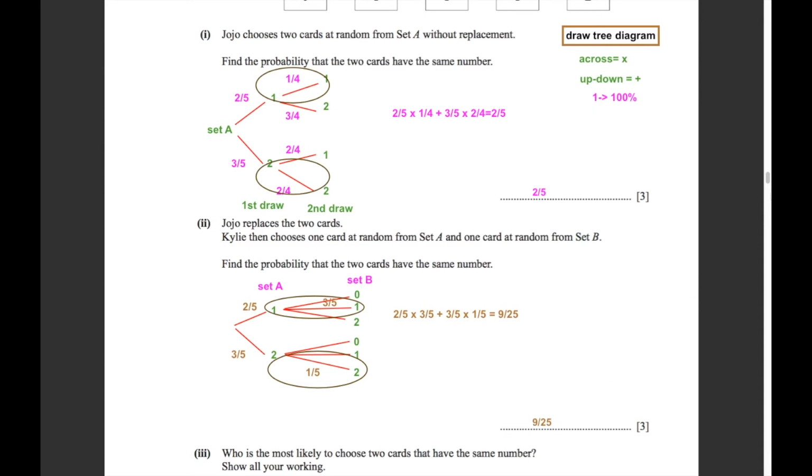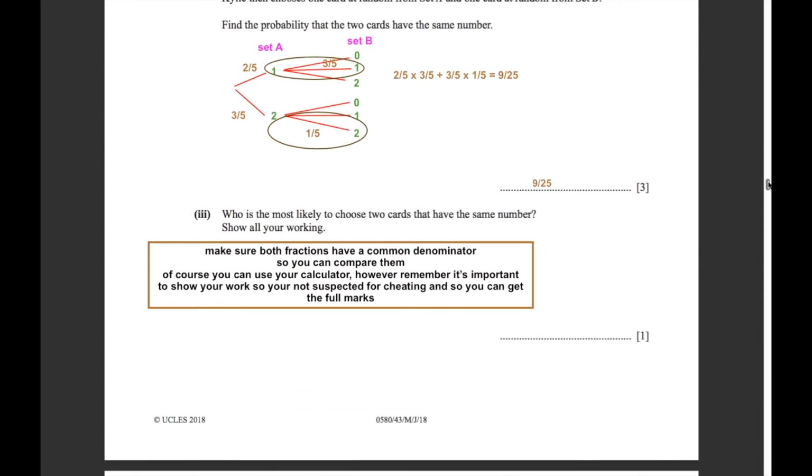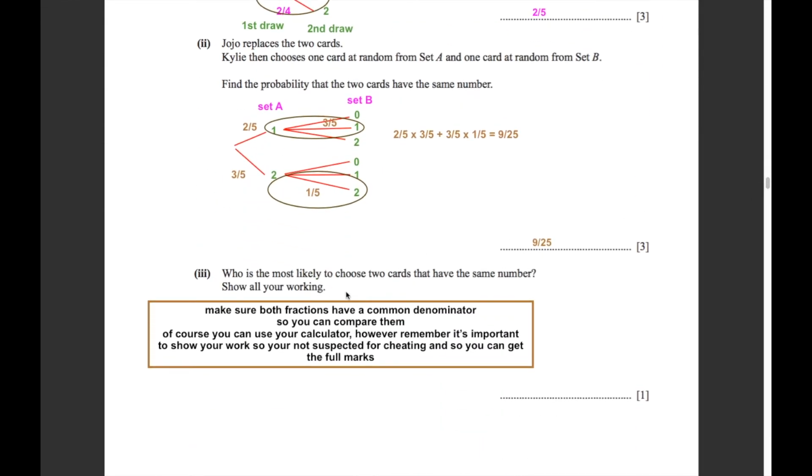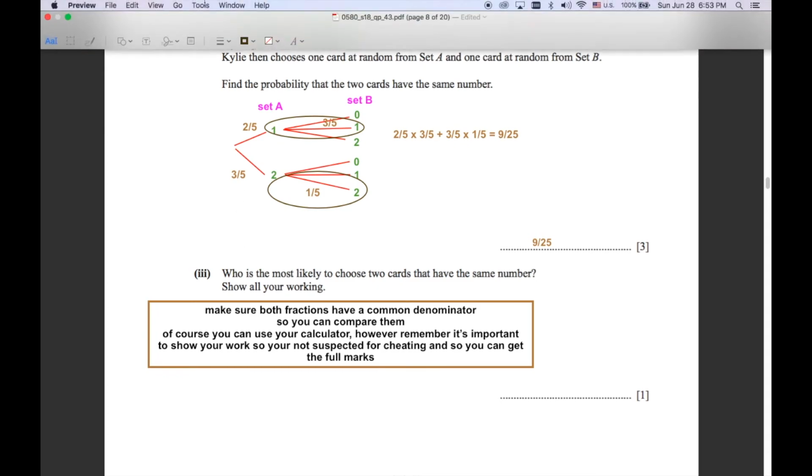Okay, so let's move on. Who's most likely to choose two cards that have the same number? Show your work while you're working. So what we basically need to do is compare the two answers that we got: 2 out of 5 and 9 out of 25. So what we can do is make sure both fractions have a common denominator so you can compare them. Of course, you can use your calculator. However, remember, it's important to show your work so you're not suspected of cheating, and so you can make sure you get full marks, because you do get marks from showing your work. So let's do that right now.